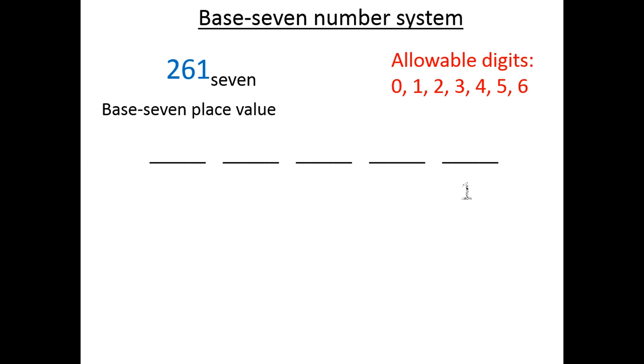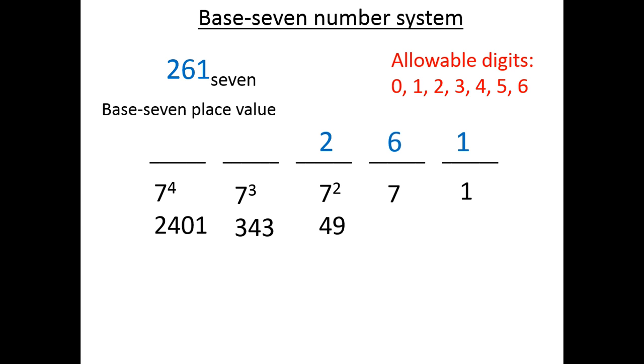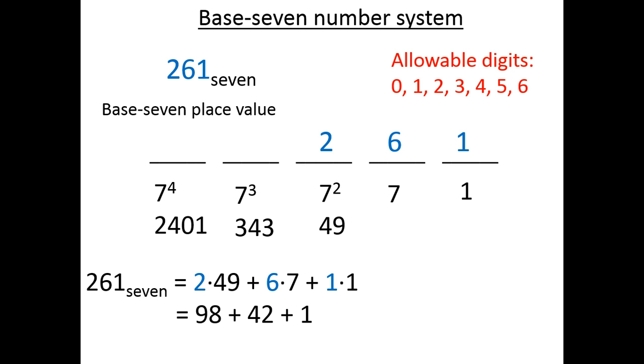So in base 7, the rightmost digit is 1. To the left of that we have groups of 7. To the left of that we have groups of 7 7s or 49s. And then we have groups of 7 49s, which is 343s. And then we have groups of 7 343s, which is groups of 2,401. And this number is only a 3-digit number. So we're going to look at 261 base 7 as 2 groups of 49 plus 6 groups of 7 plus 1 1. In our base 10 number system, that would be the number 141.